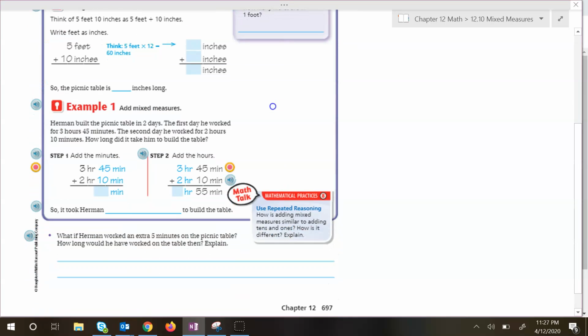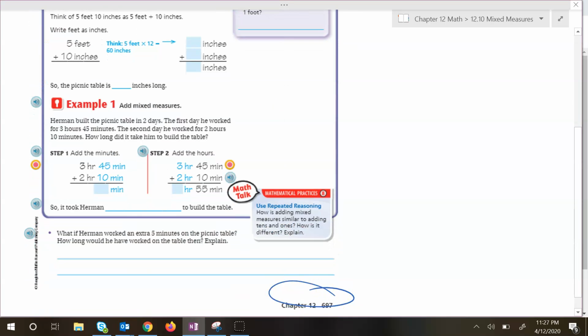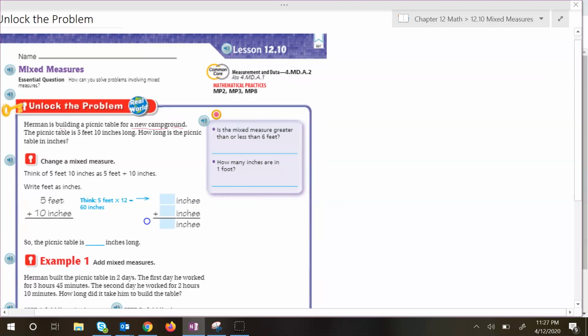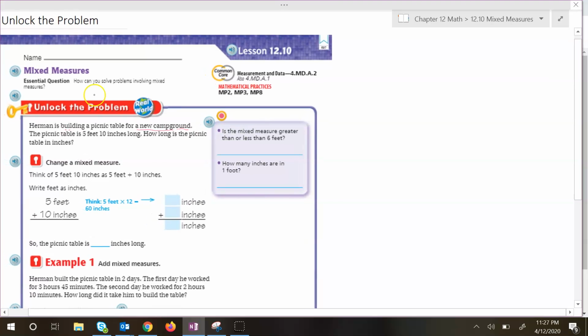We are on page 697, and right here, essential questions. How can you solve problems involving mixed measures? Remember, measures are things that we use to see how long something is, how much something weighs. It's just a way to keep track of that kind of thing with measurement. So, unlock the problem. Let's go ahead and read the story problem.